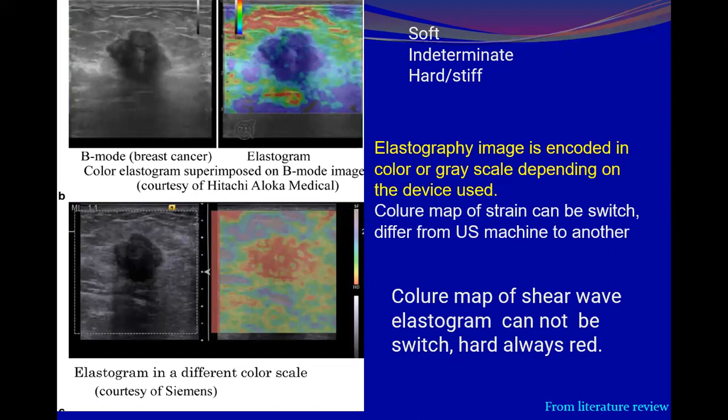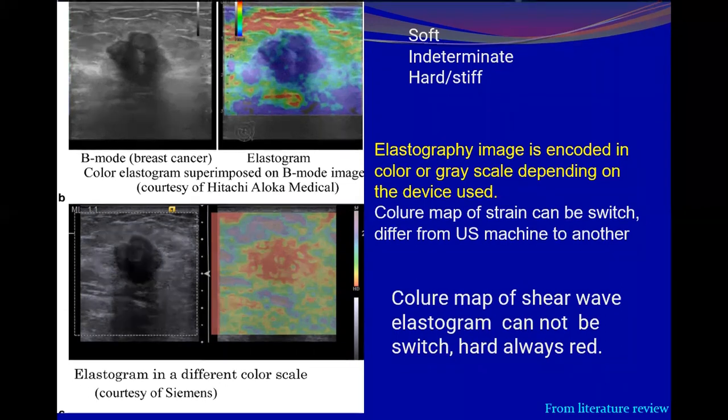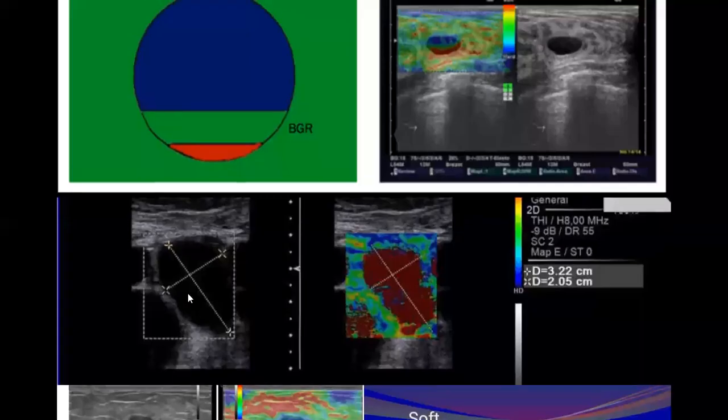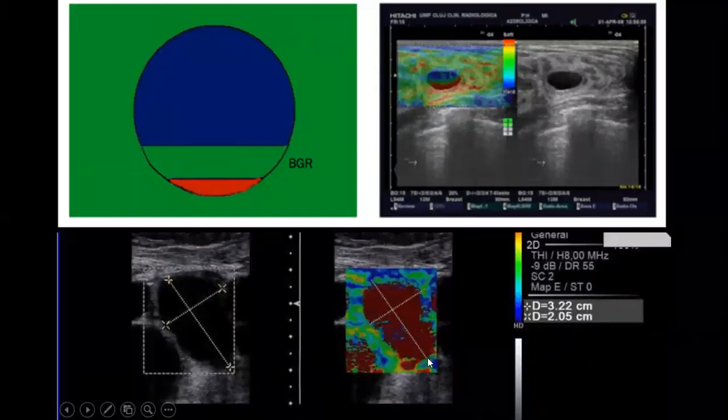However, it cannot be switched for shear wave elastography. In shear wave, hard is always red. And this lesion is a cyst and appears completely red. And here, hard is blue and red is soft. So definitely this is not shear wave. Is it clear, Suhair?